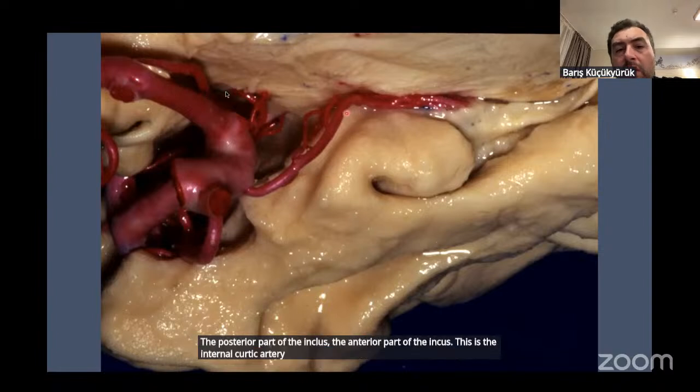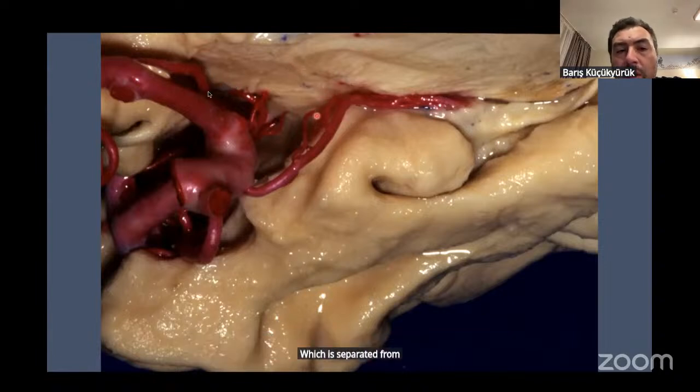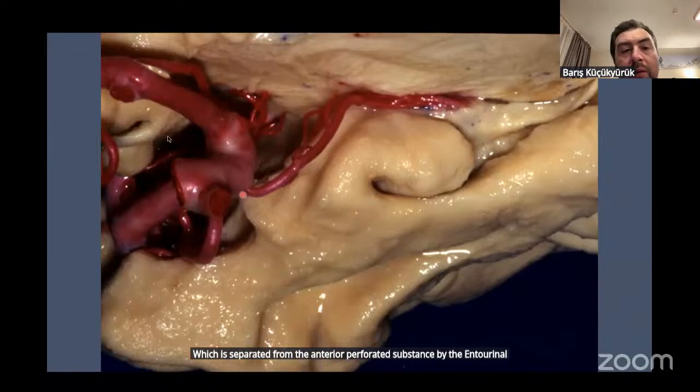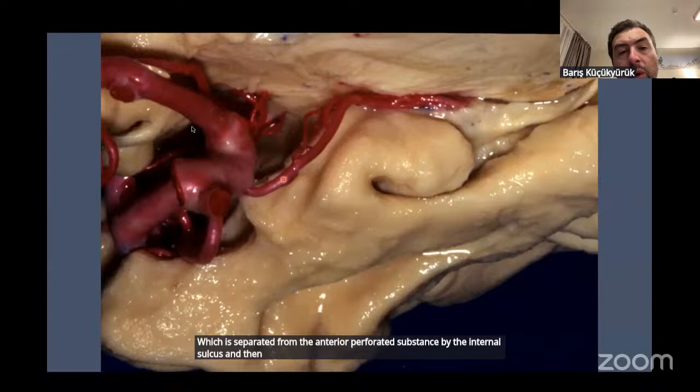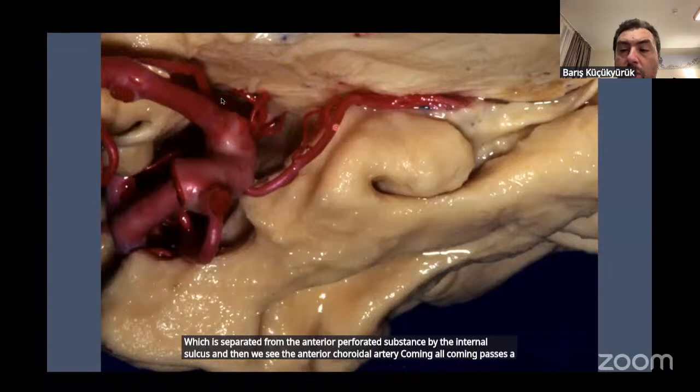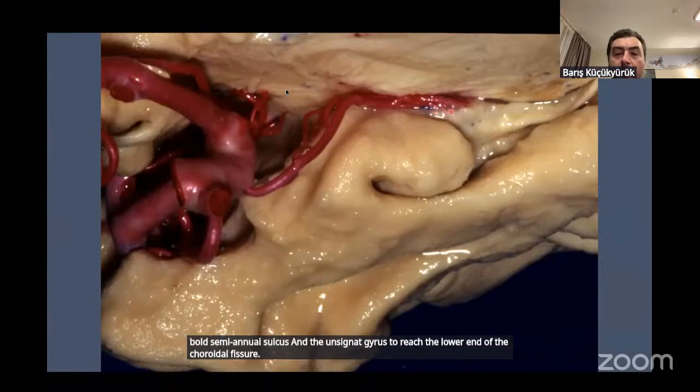Just remember, there is a small gyrus here, the semi-annular gyrus, which is separated from the anterior perforated substance by the entorhinal sulcus. Then we see the anterior choroidal artery pass above the semi-annular sulcus and the uncinate gyrus to reach the lower end of the choroidal fissure, where it enters the temporal horn.